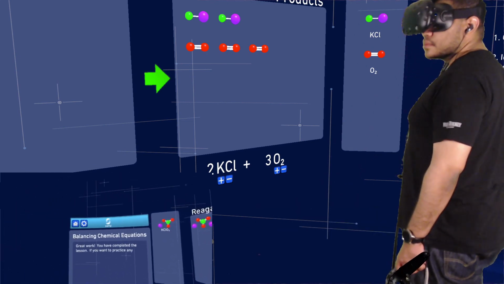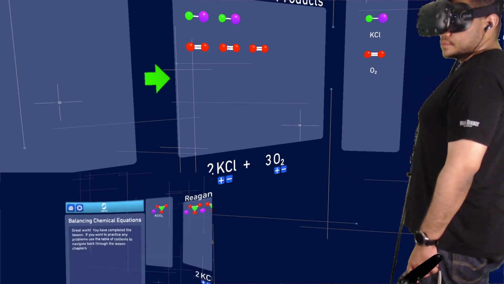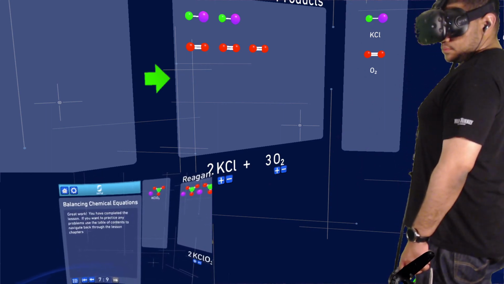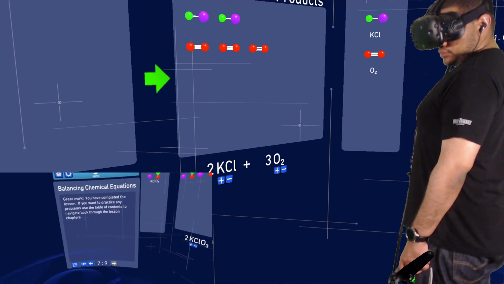Great work! You've completed the lesson. If you want to practice any problems, use the table of contents to navigate back through the lesson chapters.